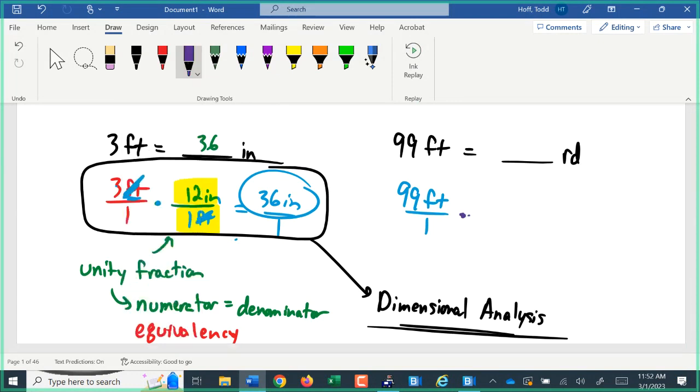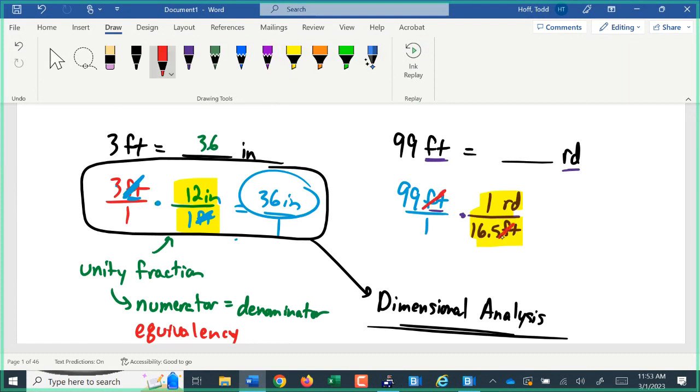And then we're getting rid of feet. So feet are on top. I'm going to put feet on bottom so they cancel out. And I'm converting those feet into rods, so put rods on top. My equivalency here is 1 rod is 16.5 feet. So again, this is a unity fraction because the numerator and the denominator represent the same value just in different ways.